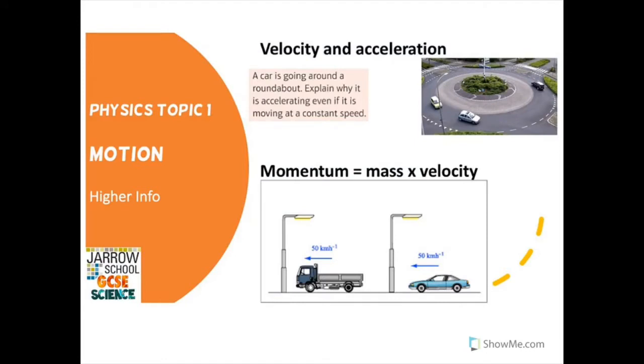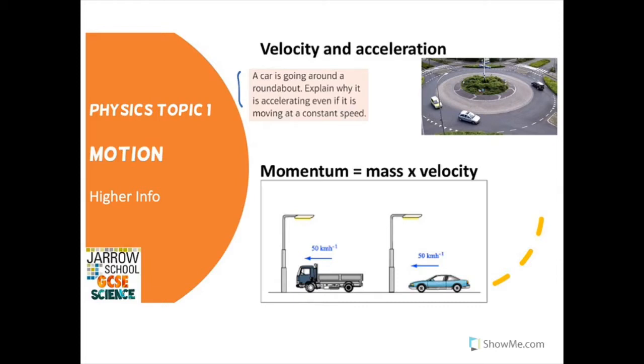This is an additional video for the students doing either the higher or the triple science course. You still will need to watch that previous video, but we're going to start off by looking at this question here. A car is going around a roundabout. Explain why it's accelerating even if it's moving at a constant speed.